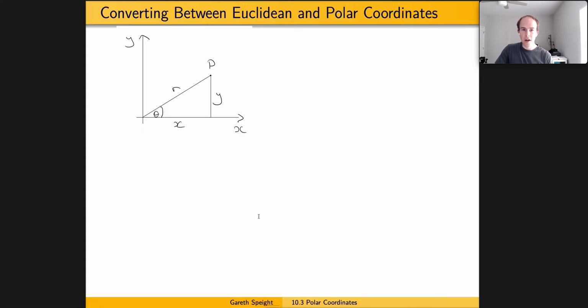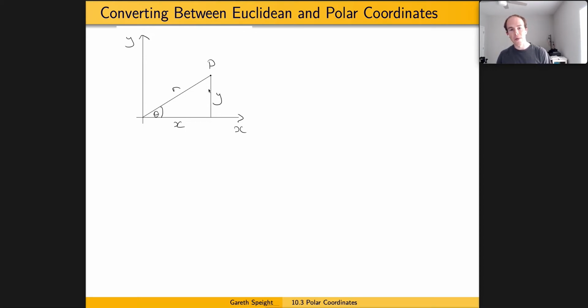Okay, so how do we convert between Cartesian and polar coordinates? That's one thing we might want to do, right? We're pretty comfortable with Cartesian coordinates. So if we want to answer a problem in polar coordinates, at least one way is to move back to Cartesian coordinates. Okay, we don't always want to do that. So how do we convert?